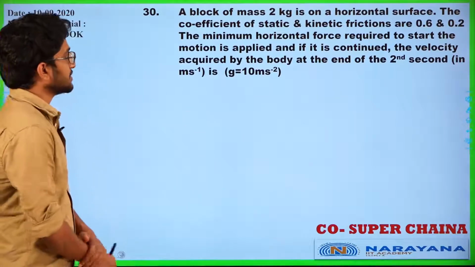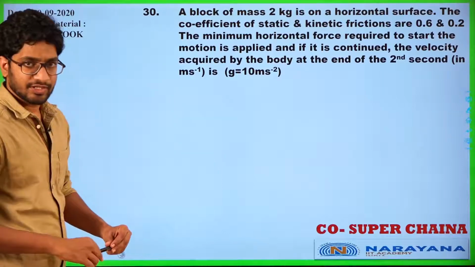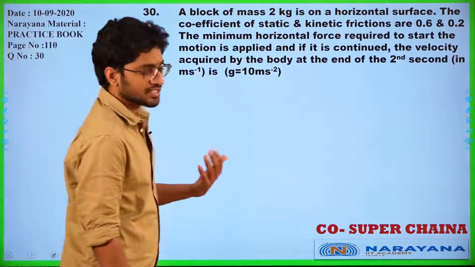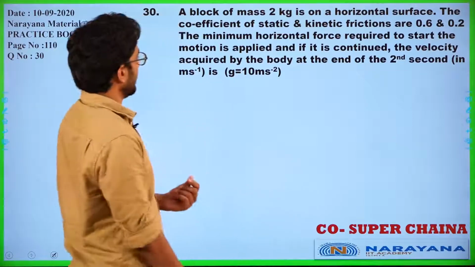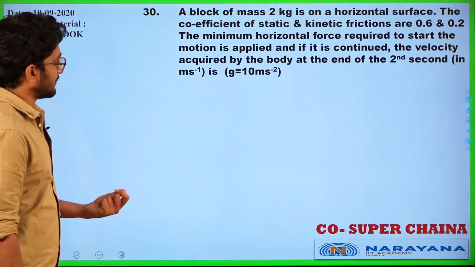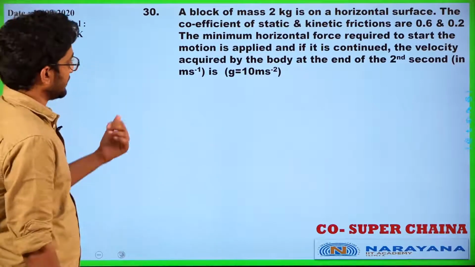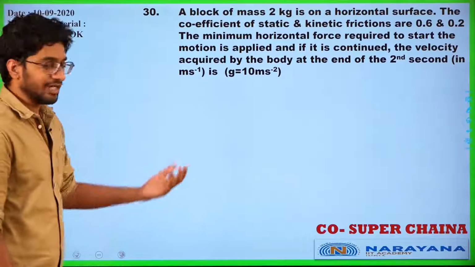Next, here is another question. A block of mass 2 kg is on a horizontal surface. Coefficient of static and kinetic frictions are 0.6 and 0.2. The minimum horizontal force required to start the motion is applied, and if it is continued, what is the velocity acquired by the body at the end of the second.